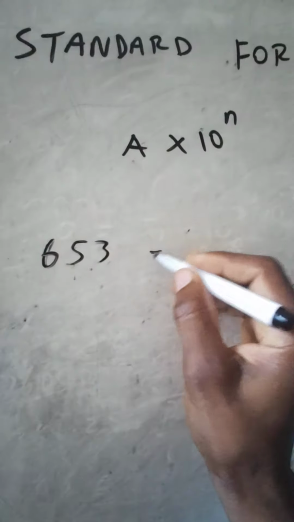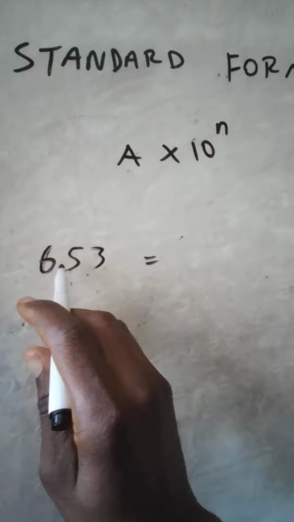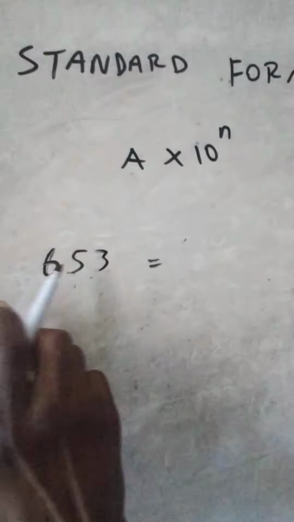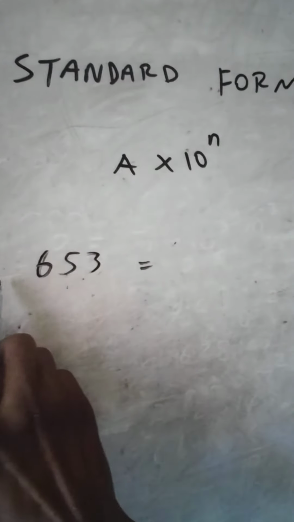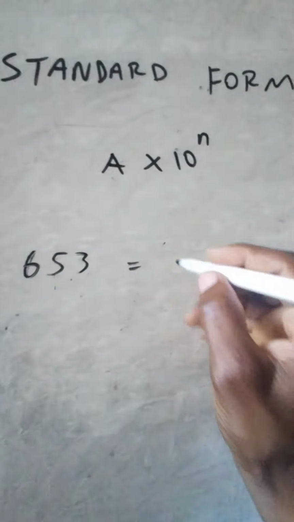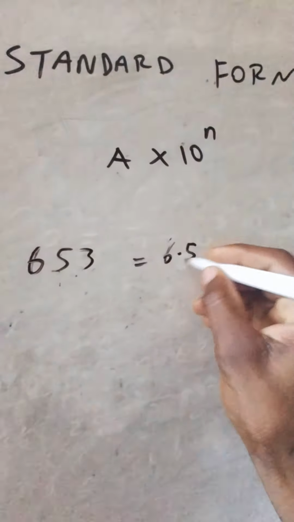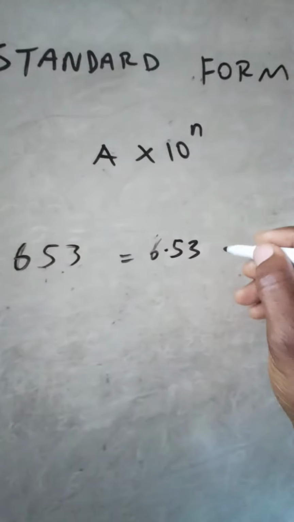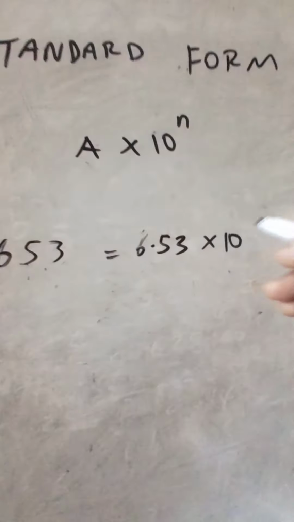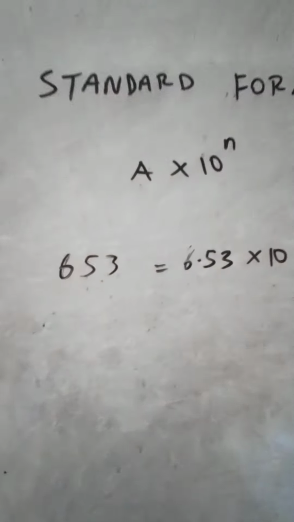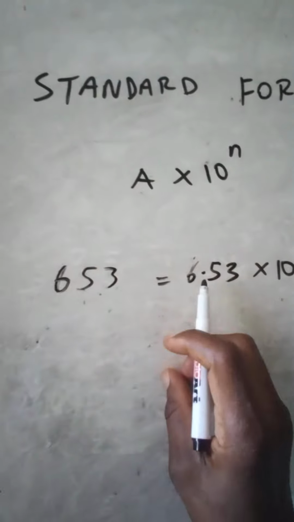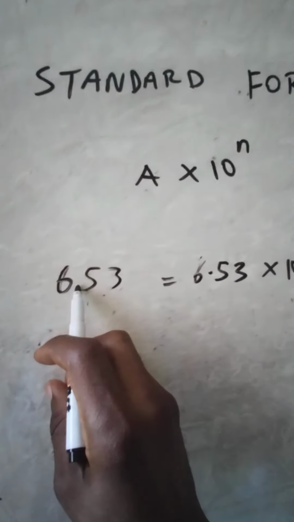So we have 653 to be written in standard form. What's the first procedure? Put the point after the first number. Start from the left, the first number. So it's going to be 6.53. Then you multiply by 10. Let it stay like that. Then we're going to say, now this is the new number. You put the point right here, right?